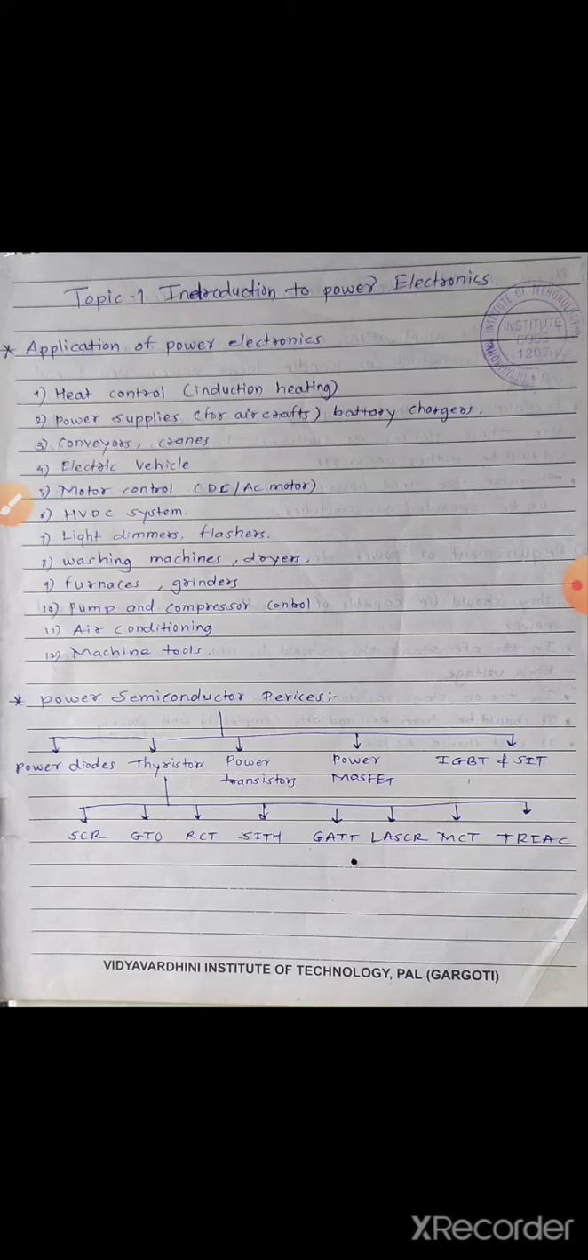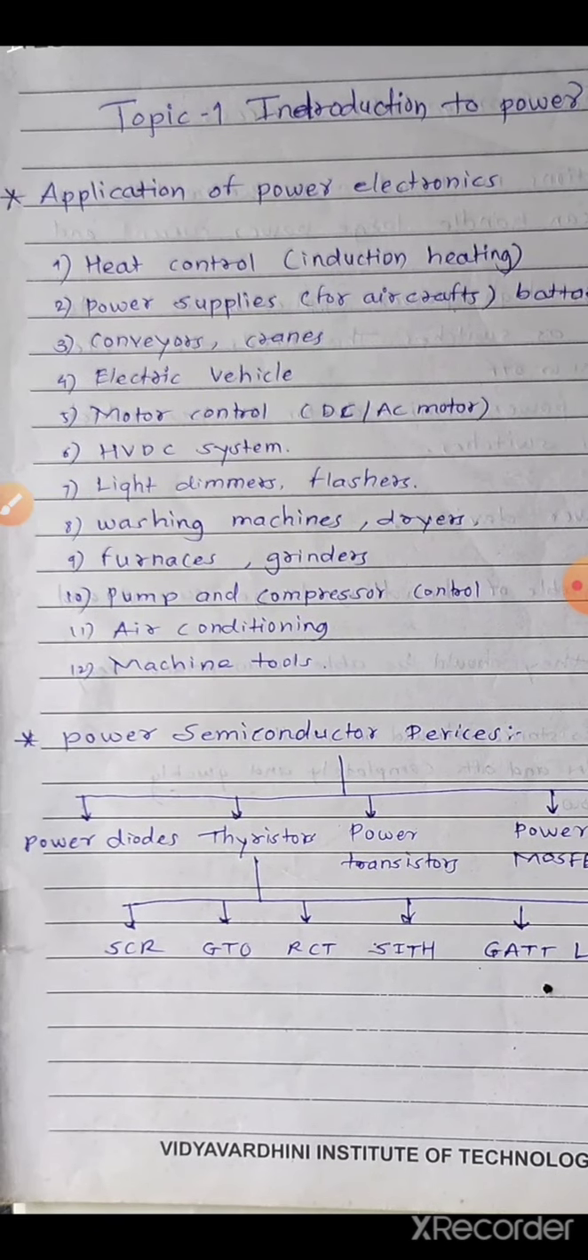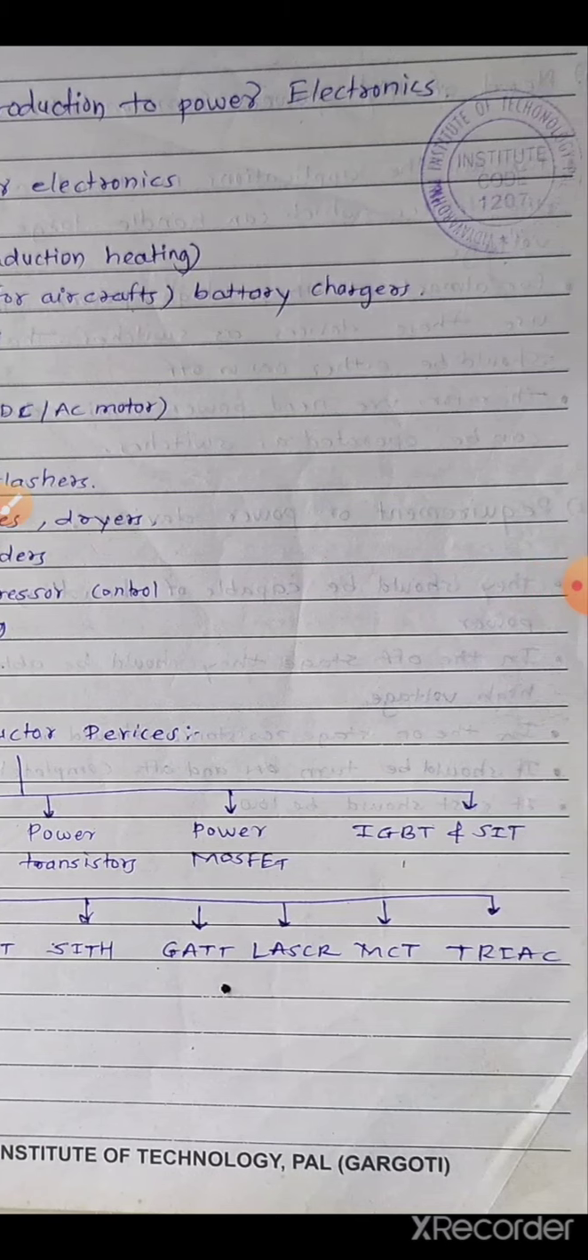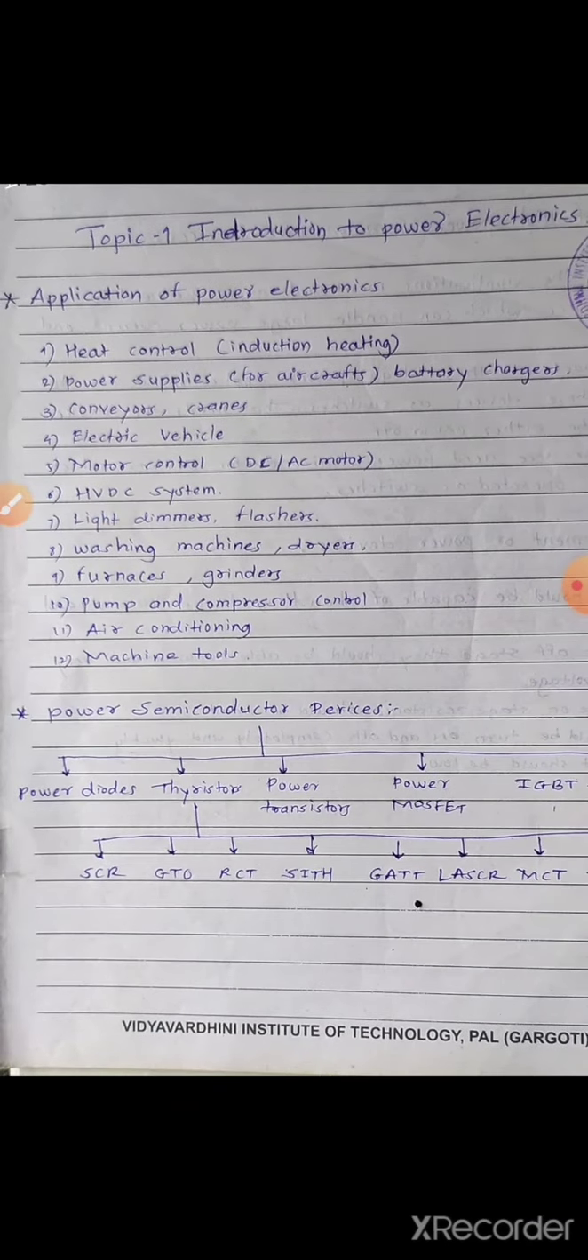Okay, power semiconductor devices are classified into power diodes, thyristor, power transistor, power MOSFET, IGBT and SIT. But we will discuss briefly the thyristor family, which includes SCR, GTO, LASCR, etc.